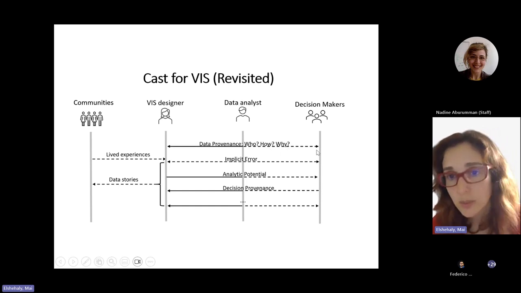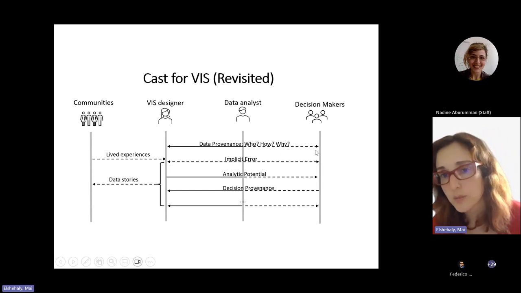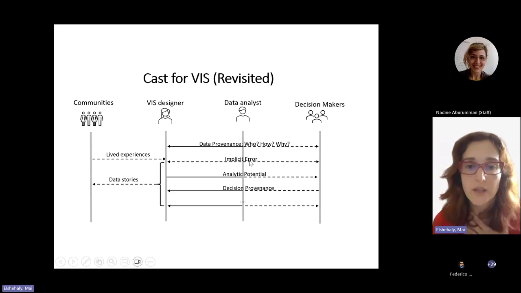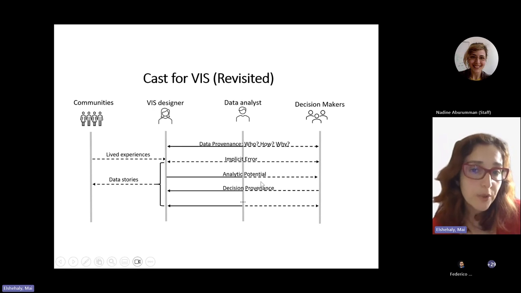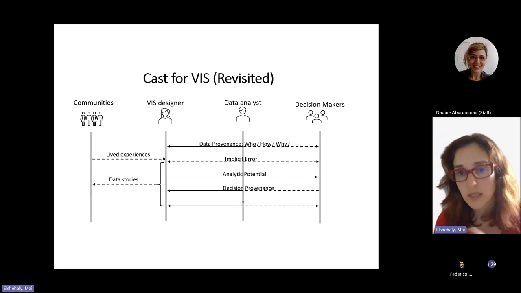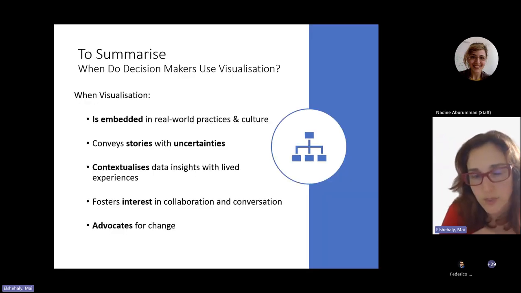It's really important to communicate this information to the decision makers in order for them to gain some trust in the data. Things like implicit error, analytic potential, and decision provenance, all these bits of information really need to be transparent and communicated transparently to the decision maker.